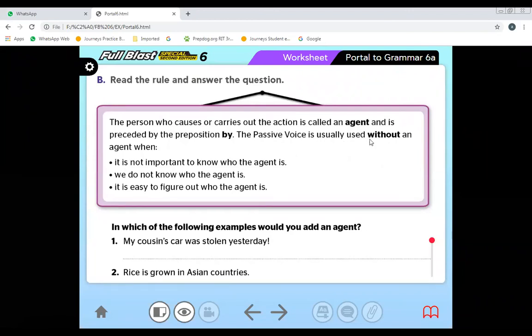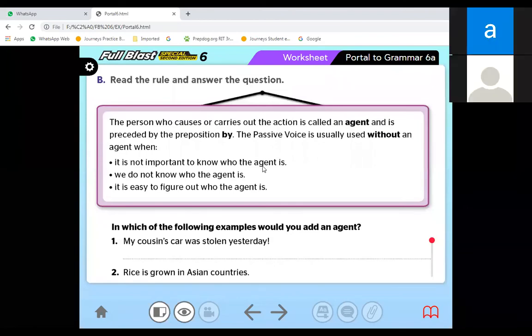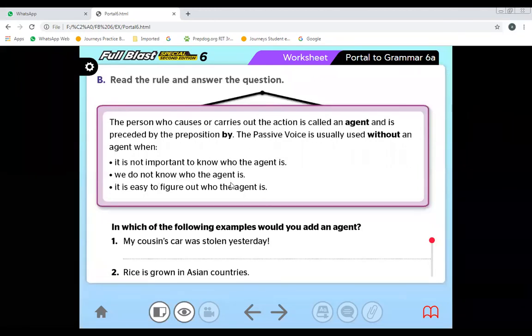The passive voice is usually used without an agent when, in number 1, it's not important to know who the agent is. Like somebody stole my bag. So my bag was stolen. It's not important to say who did the action. We do not know who the agent is, or it's easy to figure out who the agent is.